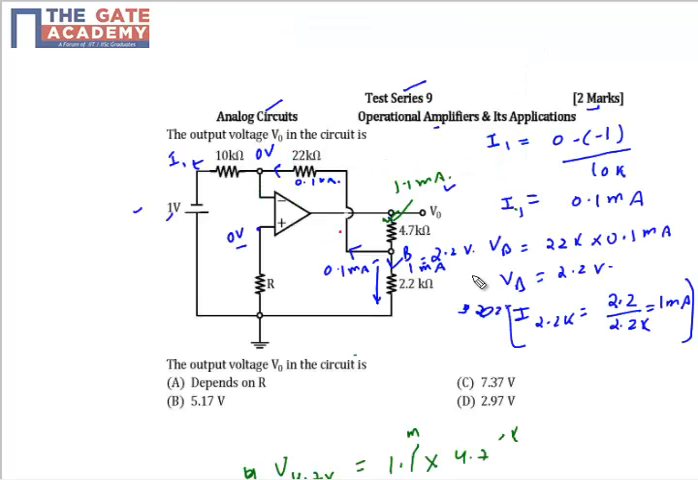So friends, the 5.17 volt drop is across this resistor, and 2.2 volt is dropping across the 2.2k. So what will be my overall voltage? My overall output voltage will be the sum of 5.17 plus 2.2, which is 7.37 volt. 7.37 will be my answer. Okay, so that's how we have solved this question.